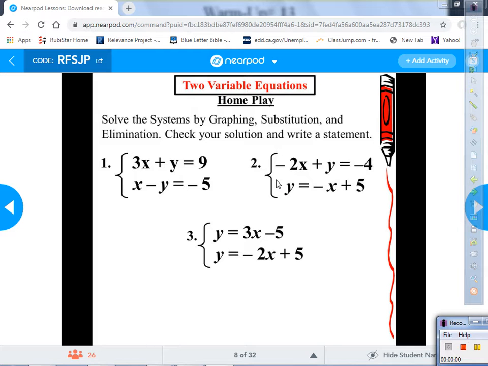All right, so for home plate tonight, it says, solve the system by graphing, substitution, and elimination. Then check your solution and write a statement. So it's 3 problems times 3, that's... Alright, we got this, yes?